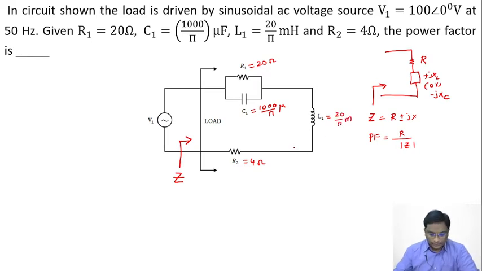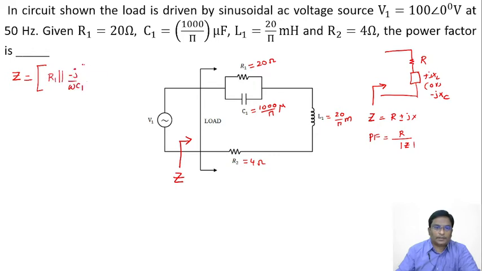Let us do one thing. Let us convert the given network into the phasor domain, the j omega domain. In the j omega domain, C becomes 1 by j omega C, and L becomes j omega L. Then what is the impedance seen by the source, Z? This impedance seen by the source is nothing but this combination, all in series: R1 parallel with minus j by omega C1, plus j omega L1 plus R2.